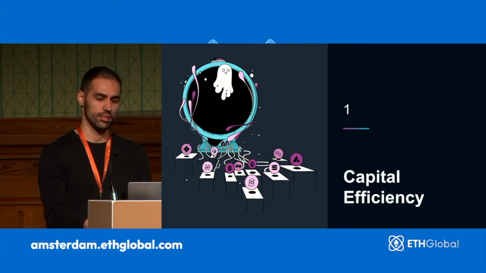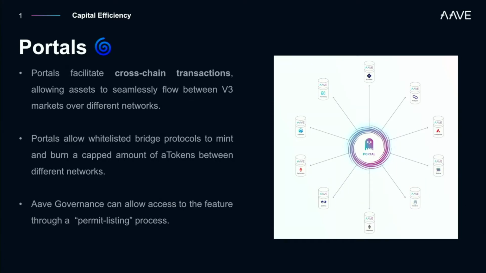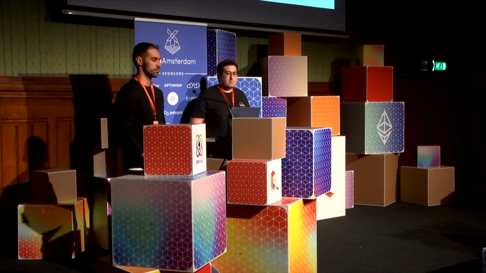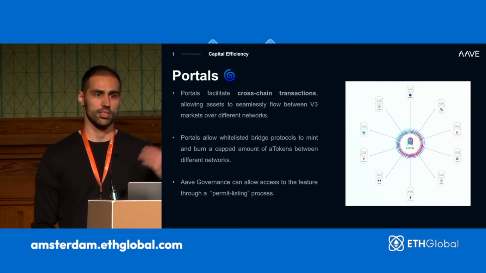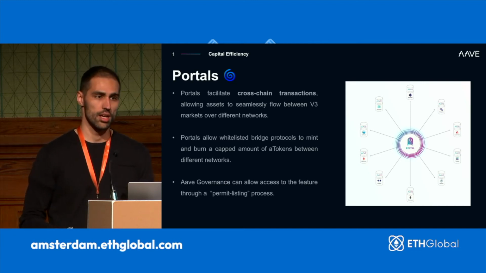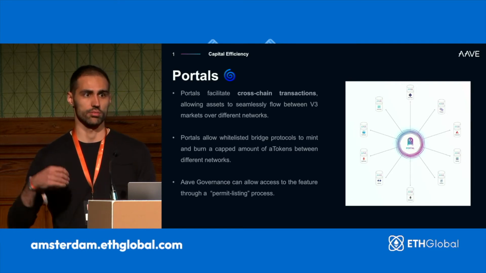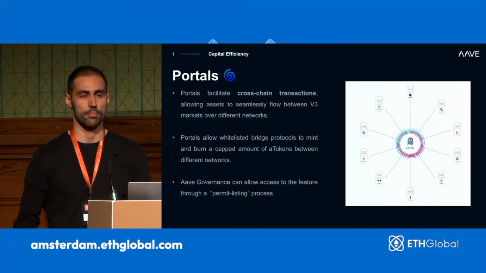First, in terms of capital efficiency, we have portals. Given that we live in a multi-chain and multi-rollup world, having a way to migrate tokens from one chain to another in a seamless way is more and more important these days. While the previous iteration, version 2, was deployed on multiple networks with meaningful TVL, there was no way to have all the supplied assets flowing seamlessly between chains. So this is the point of portals.